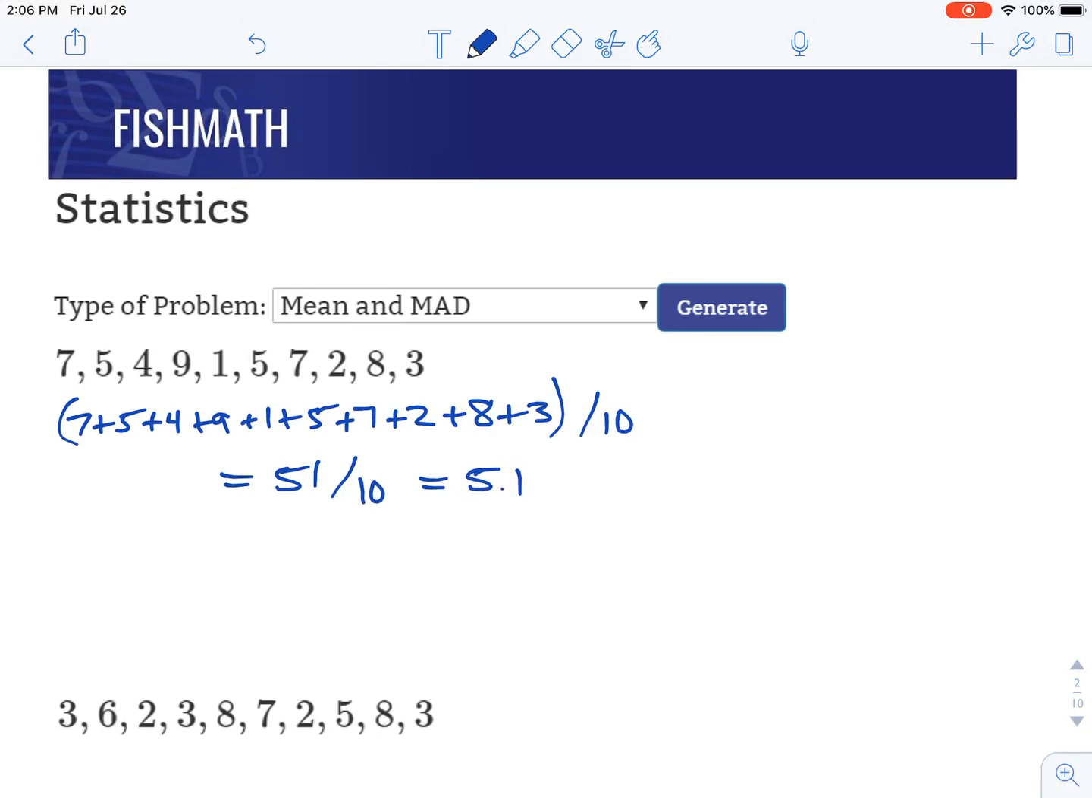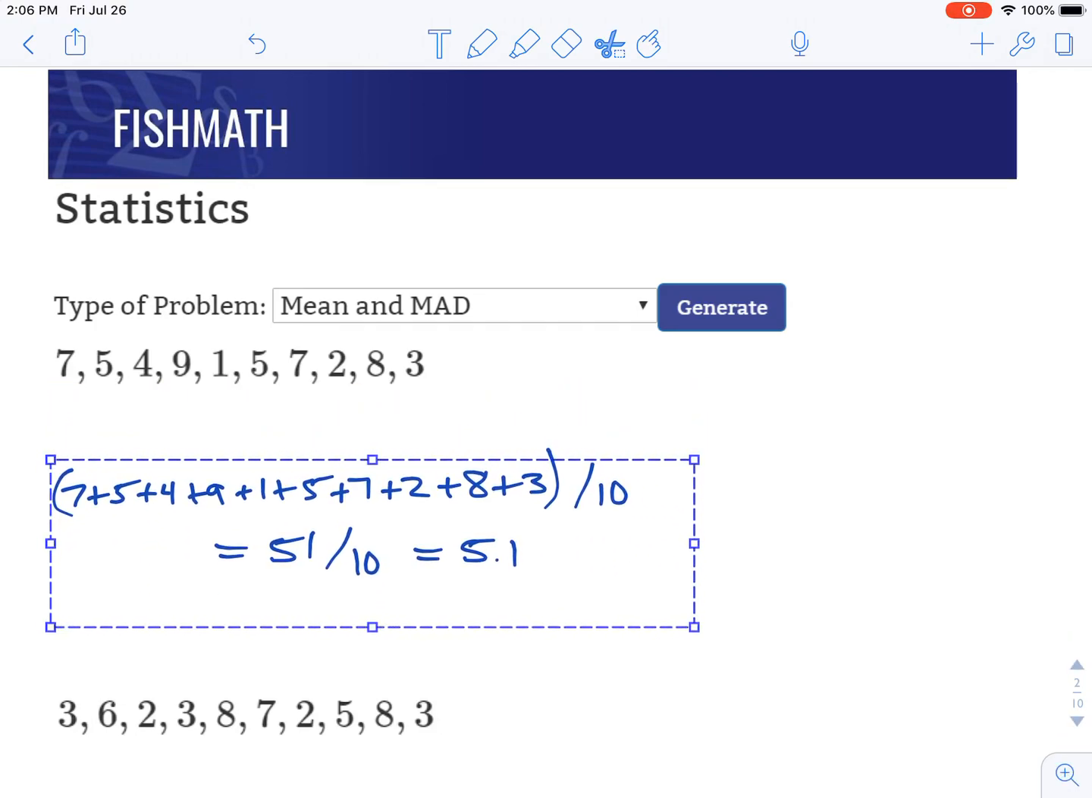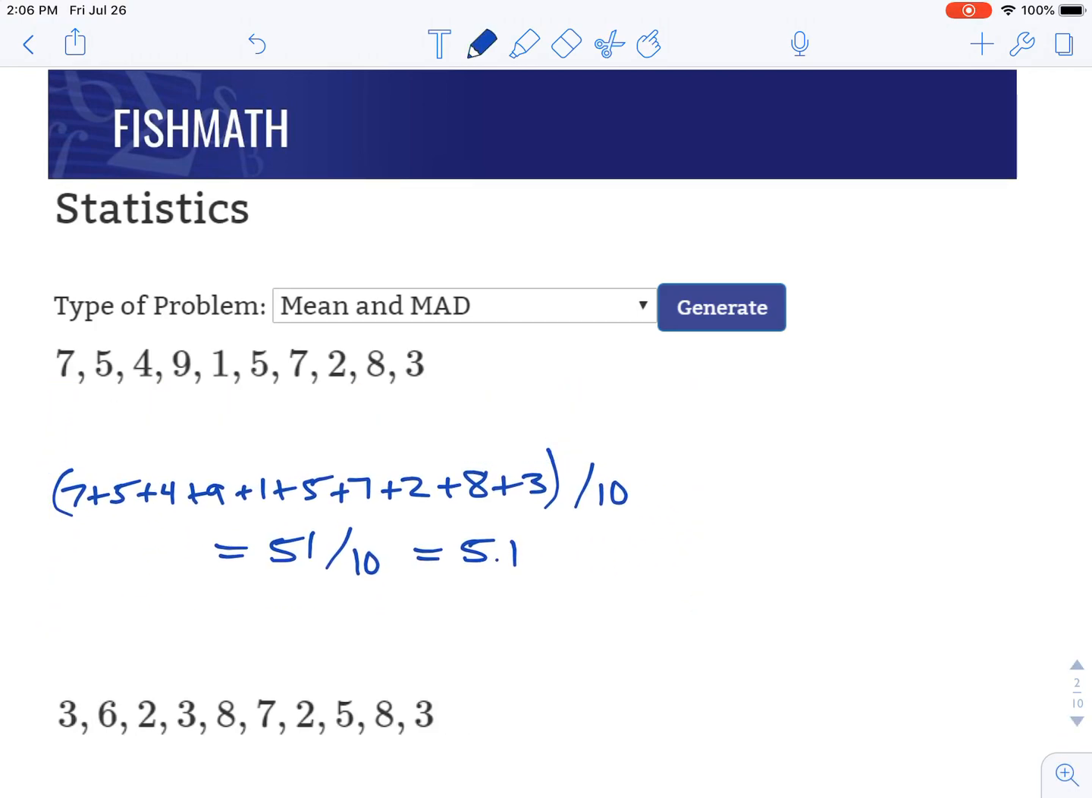Now all we need to do is figure out the distances from each of these numbers to our mean. And then we're going to average those distances to find the MAD. So the MAD is the average distance from the mean. That's what the MAD is. And it's always positive distance. We're never going to have any negative distances here, always positive distance.